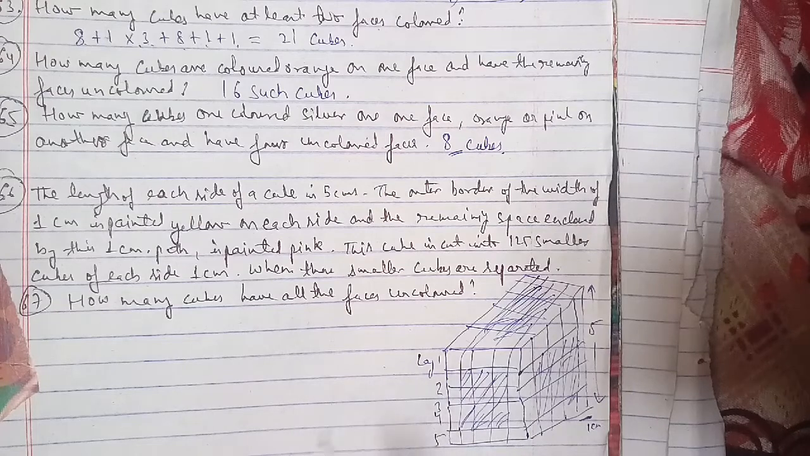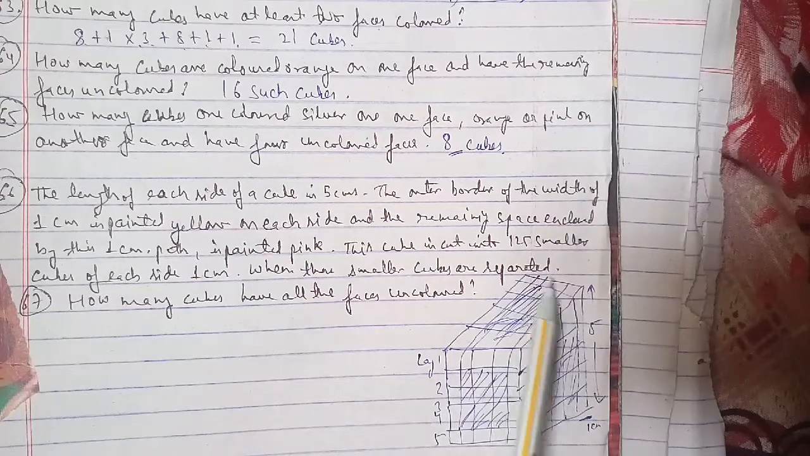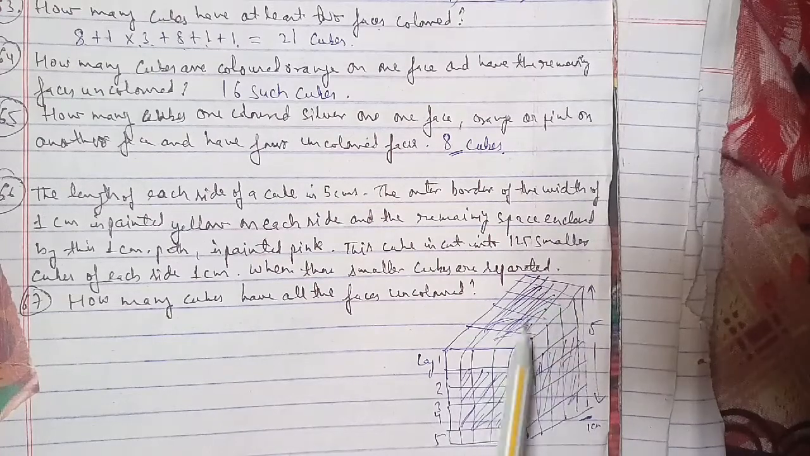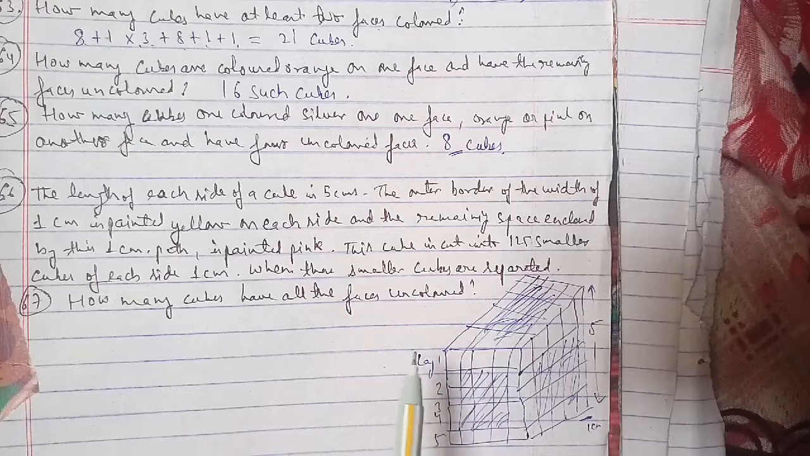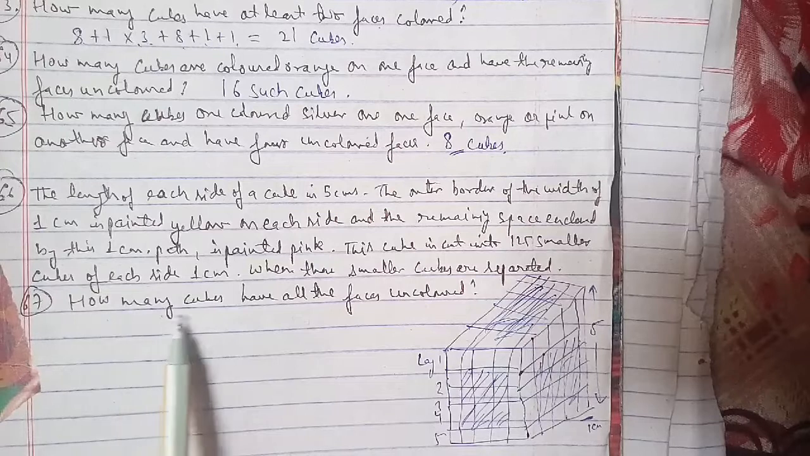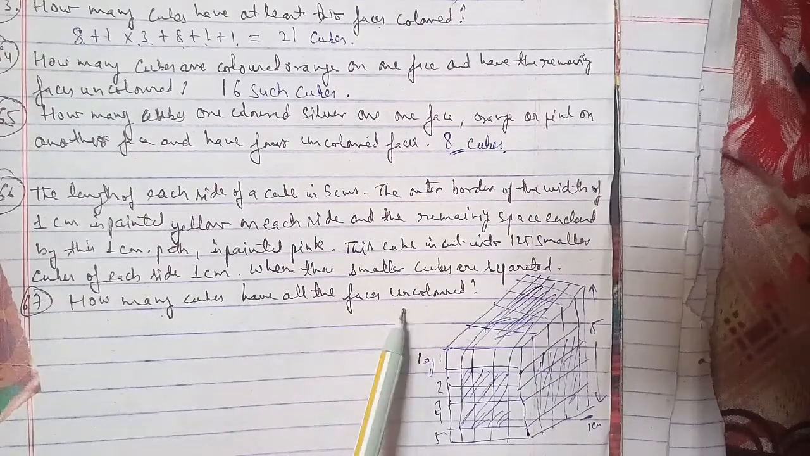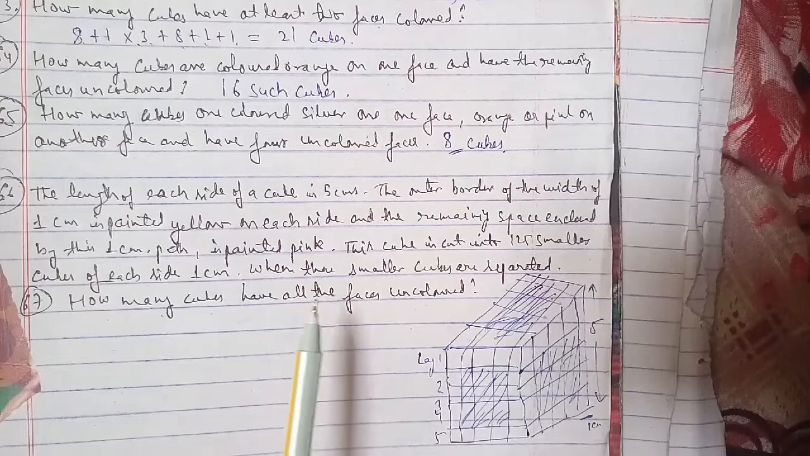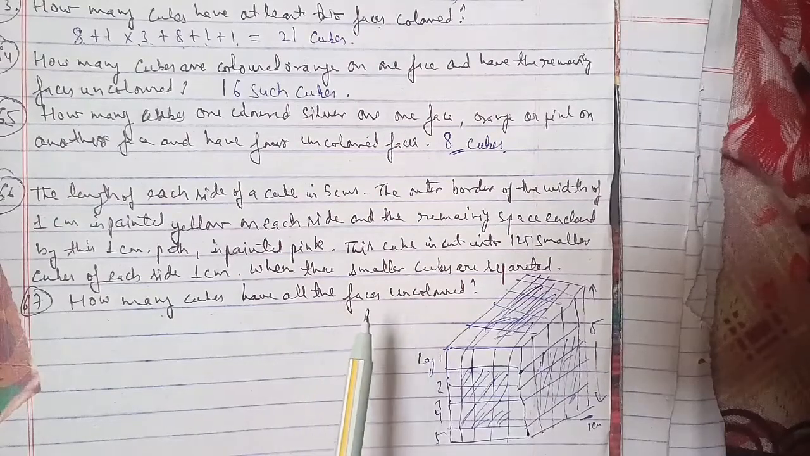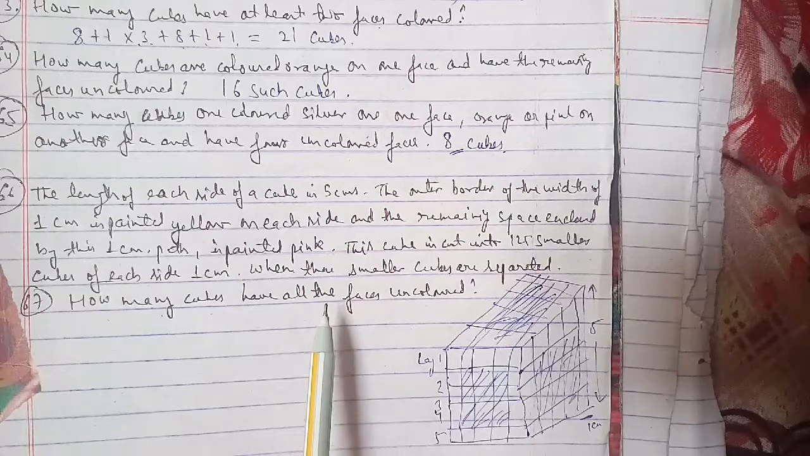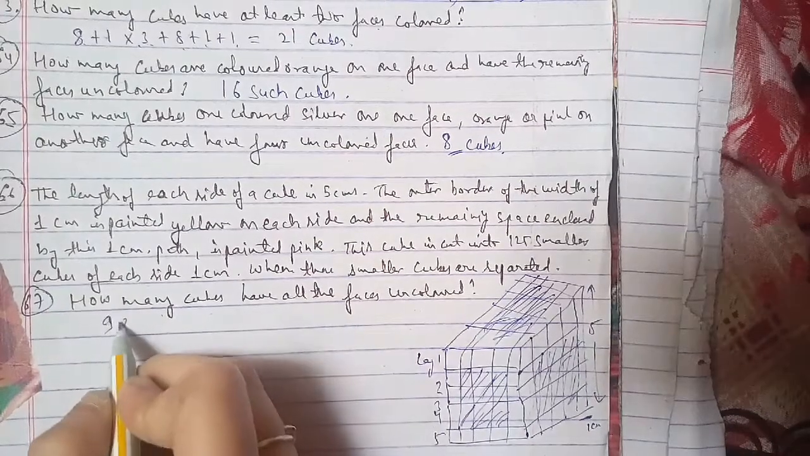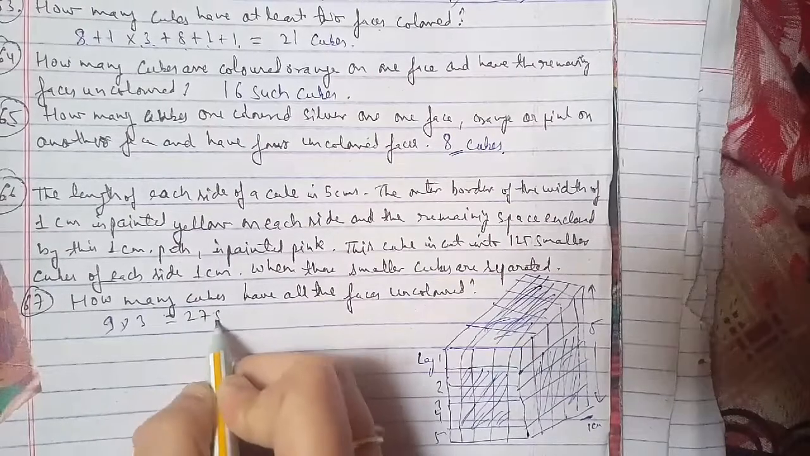The following figures show the cube as stated in the question, divided into 125 smaller cubes. The part that is not shaded is yellow, and the shaded color is pink. The figure may be analyzed by assuming the larger cube is made up of 5 horizontal layers. The question is how many cubes have all the faces uncolored. The 9 cubes in the centers of each of the second, third and fourth layers have all faces uncolored. Thus there are 9 into 3, that is 27 such cubes.